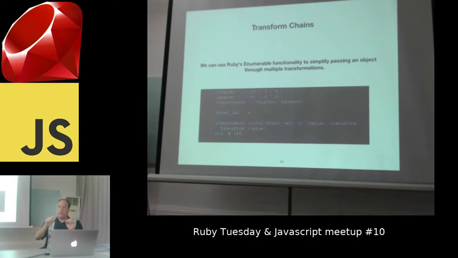Usually when we think of enumerables and enumerable functions, we're thinking about data, but you can also reverse that. The thing that's passed into the enumerable, like inject, might be a data object, but the objects that it's enumerating over can be lambdas. So you can have a chain of transformations, and those transformations can be lambdas. For example, we have a tripler and a squarer. We create an array of them, and then we call inject on that array with a starting value, and we get the computed value of the sum of all the transformations.